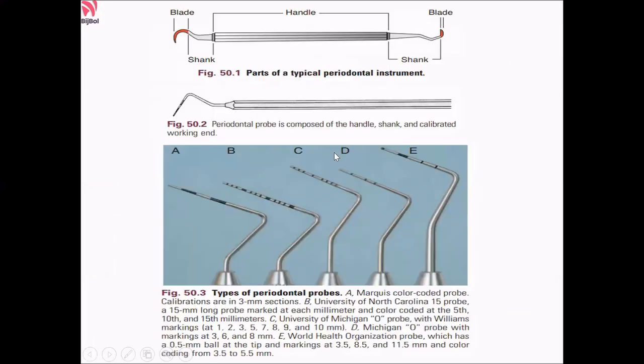We'll get into the deeper things. A lot is common with the general instrumentation that you learn in conservative also, guys. Same thing, you have a handle, shank, blade; those aspects are very common. So again, we're not going to cover those, okay? Whatever is important from the perio aspect, we will do.